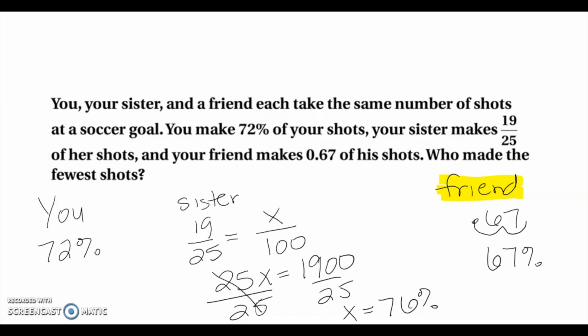So remember, when you're comparing decimals, fractions, and percents, you want to turn them all into percentages because percentages are very easy to compare.